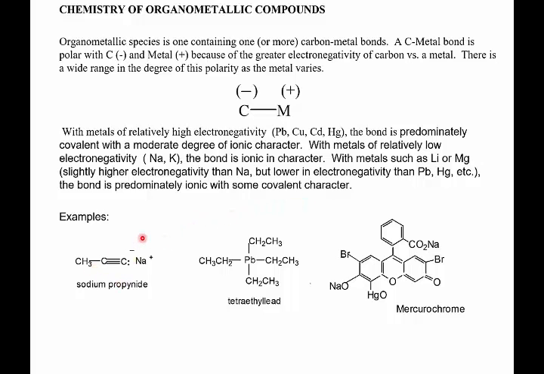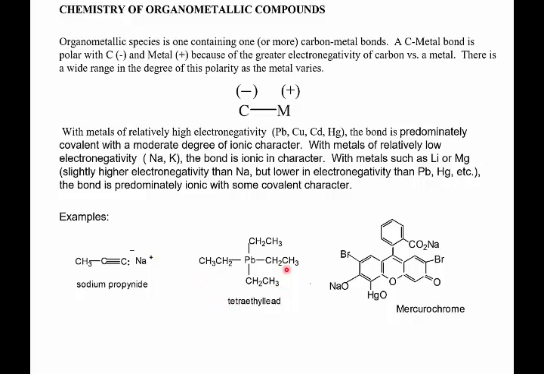At the bottom of the slide are some examples of organometallic compounds. This is sodium propionide. Notice there's a bond between sodium and carbon, but it's essentially a 100% ionic bond. This compound we would have seen, or we did see, last semester.